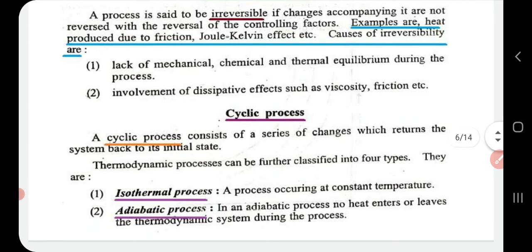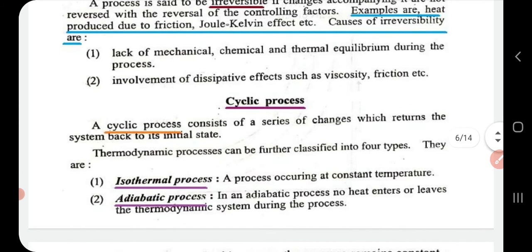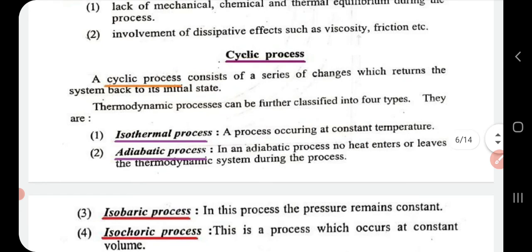Now, causes of irreversibility are lack of mechanical, chemical, and thermal equilibrium during the process, and involvement of dissipative effects such as viscosity, friction, etc. Now, what is a cyclic process? A cyclic process consists of a series of changes which returns the system back to its initial state.